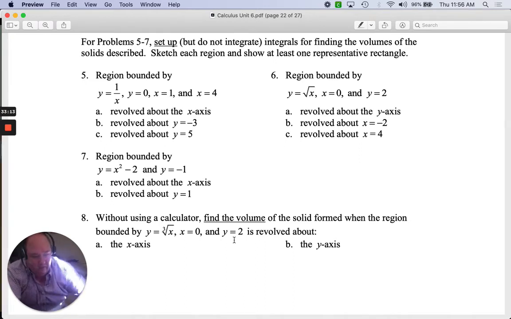In number 6, you have y equals the square root of x, x equals 0, and y equals 2. And then we're going to revolve it about the y-axis. So now we're going the other direction. It doesn't even have to say perpendicular or anything. If you're revolving it around the y-axis, that means it's sideways. x equals negative 2 is going to be sideways, and x equals 4 is going to be sideways. All right, so here we go.